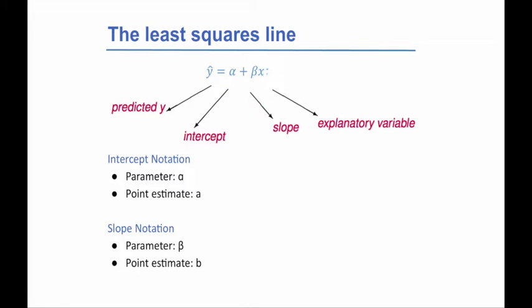So for the intercept, the parameter is alpha. That's the intercept for the population LSRL. Usually we can't do the entire population, so we would be taking a sample, and the point estimate for that intercept would be a.